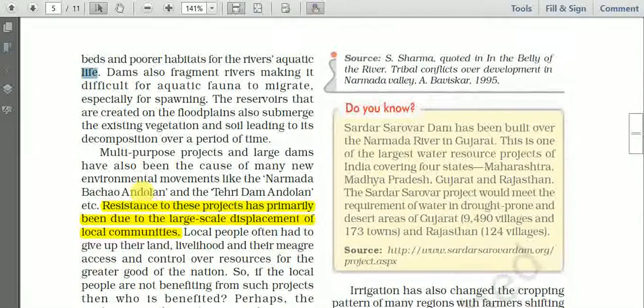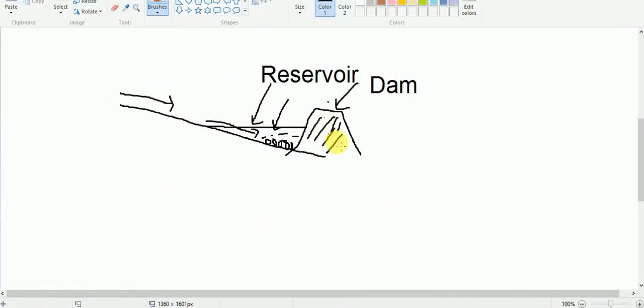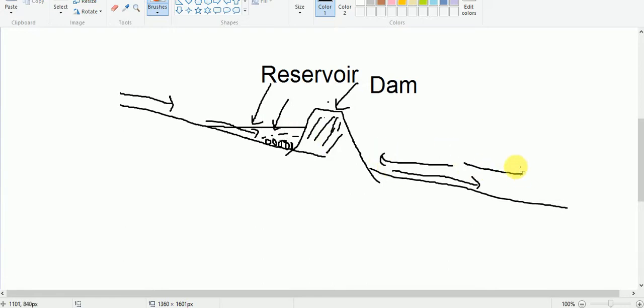fish. Then another point is that dams also fragment rivers, making it difficult for aquatic fauna to migrate, especially for spawning. Aquatic fauna here mainly refers to fish. Actually, when we block the river flow, this is the course of the river, and here the water will flow down. Sometimes some fishes move upstream, or they move downstream also, for spawning.